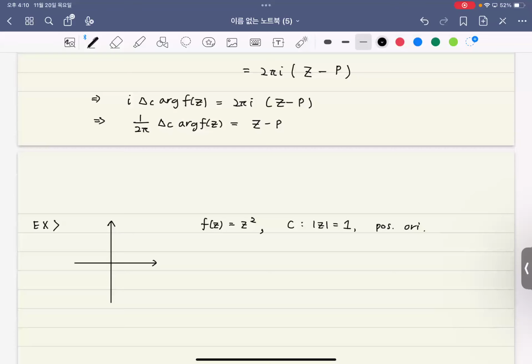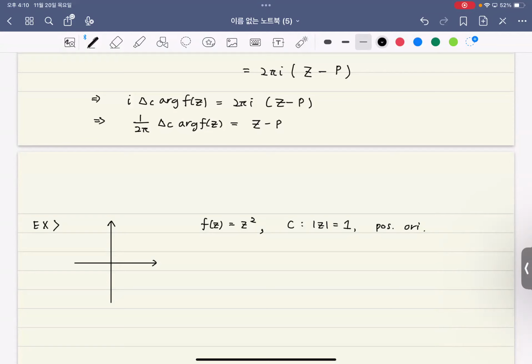So let me consider this. I have a circle of radius 1, like this. And I want to consider the image of this curve under this function, which is z squared. And the modulus of this point is 1.